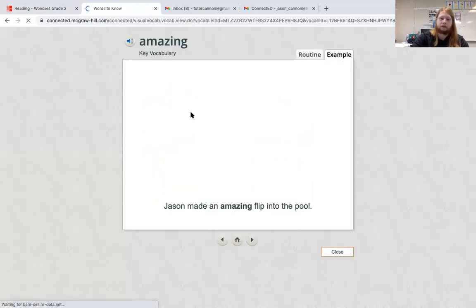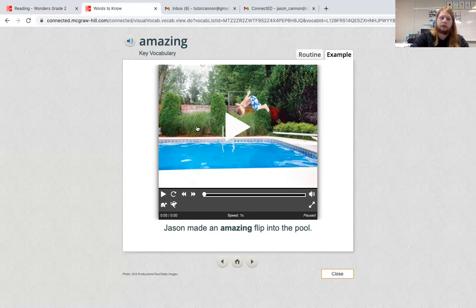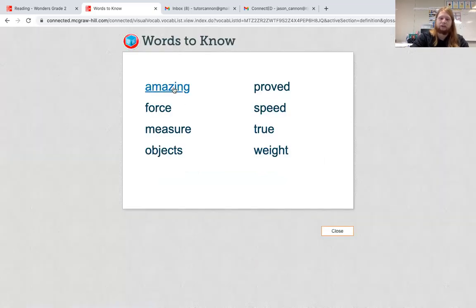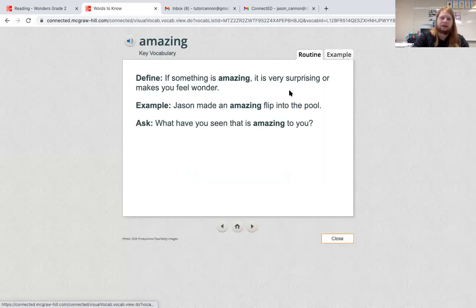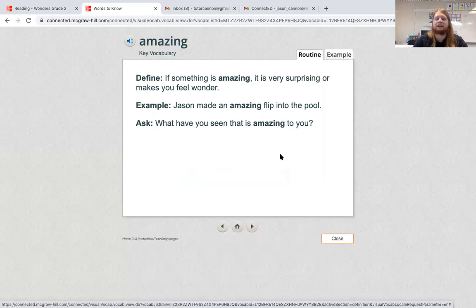We'll start with amazing. Jason made an amazing flip in the pool. Oh, well, good for me, I guess. No, I'm just kidding. Okay, let's go ahead and look at the next one. If something is amazing, it is very surprising, or it makes you feel wonder. So when Jason made an amazing flip in the pool, you're like, whoa, that's crazy. His whole body flipped. That's amazing. So what have you seen that is amazing to you? That is a question I want you to think about.